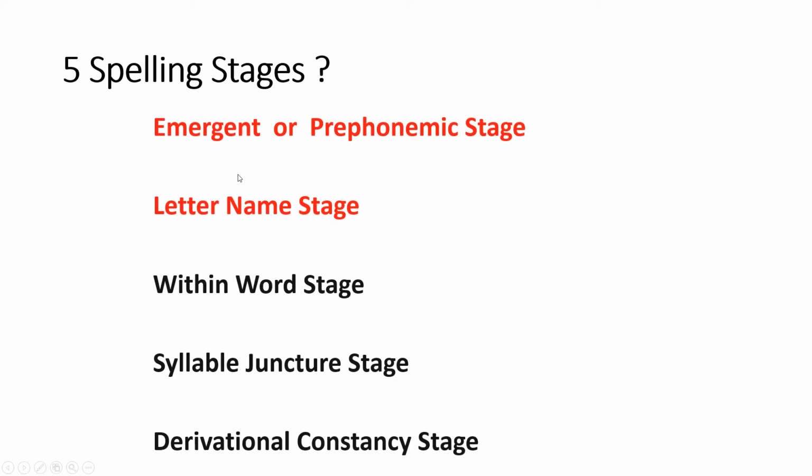Okay, let's get into the letter name stage of spelling development. We learned earlier that there are 5 stages. We talked about that in the emergent or pre-phonemic stage, kids have not yet discovered that when we are writing and reading, we are actually mapping sounds onto letters. They're pre-phonemic. They're not thinking about the sounds yet. In the letter name stage, children are starting to think about the sounds of letters.